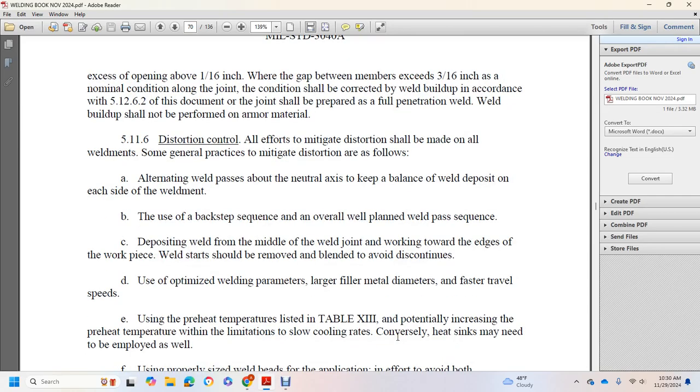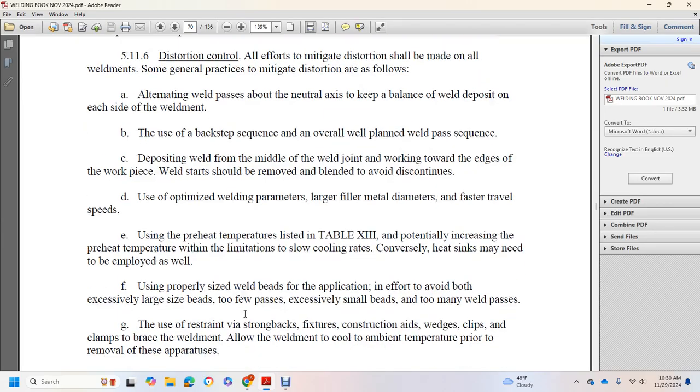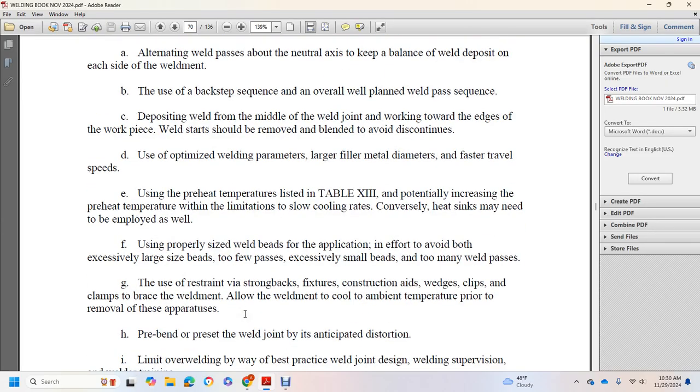Optimize welding parameters, using large filler material diameters and faster travel speeds. Use the preheat temperature listed in Table 18, with a potential increase for the preheat temperature limitation and slow cooling rate. Conversely, heat sinking may need to be employed as well. Use properly sized weld beads, making an effort to avoid both excessively large beads with too few passes, and excessively small beads with too many weld passes.